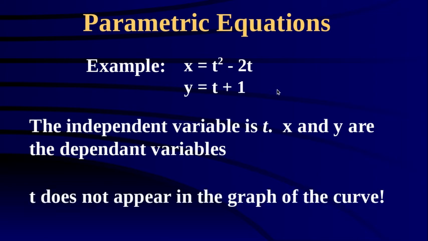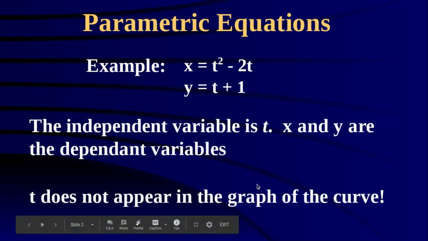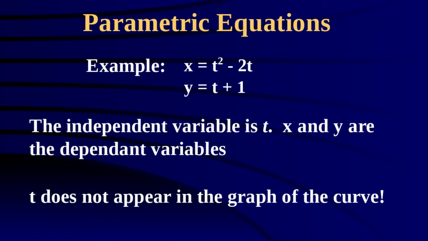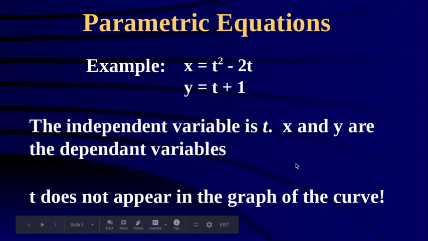So t doesn't really show up in the graph. It's not really an axis. It's more the order of the points and how you connect them. As t increases, you have to connect the points in that order, where we're used to connecting points from left to right. Now, these graphs are not necessarily going to go from left to right because x is no longer the independent variable.